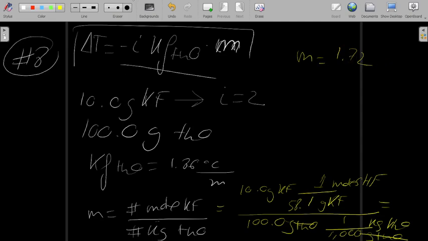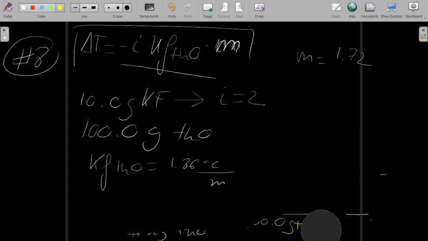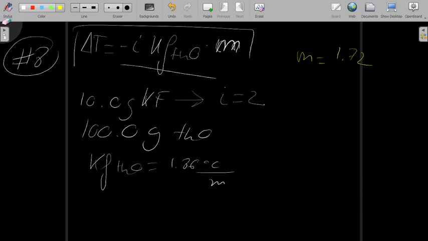So now I have all the information that I need. Okay, I do have all the information to plug in. It's a direct plug in, and that's where that minus 6.40 comes from. I'm not going to plug it in. Just put I2, Kf 1.86, M 1.72. And you'll get that negative 6.40 degrees Celsius.